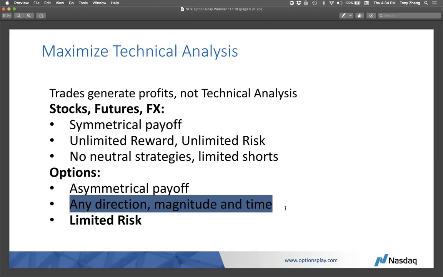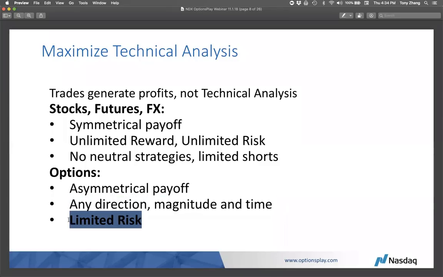No matter what happens, we all know that technical analysis doesn't work all the time, and it only works some of the time. It's really important to understand how you can limit your losses when it doesn't work out the way you expect it to. And options really allow you to do that, to limit your risk on the trade that you're making so that no matter what happens, you have a defined amount of risk. And that's the key to success with trading.